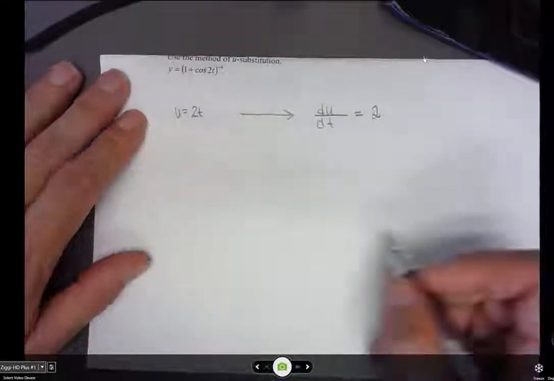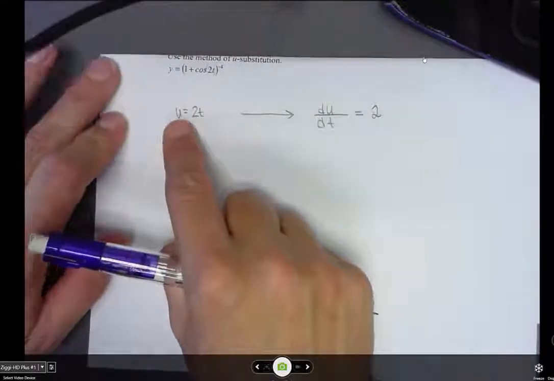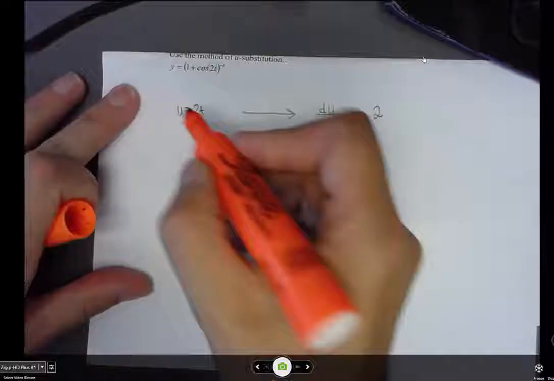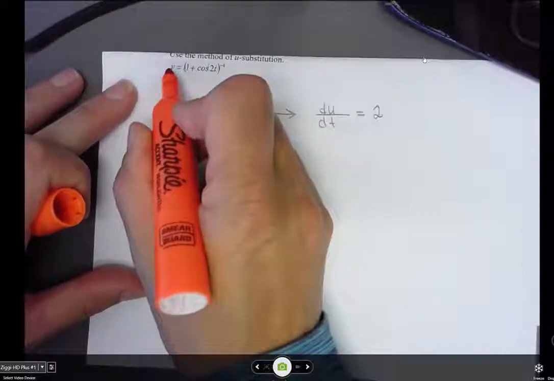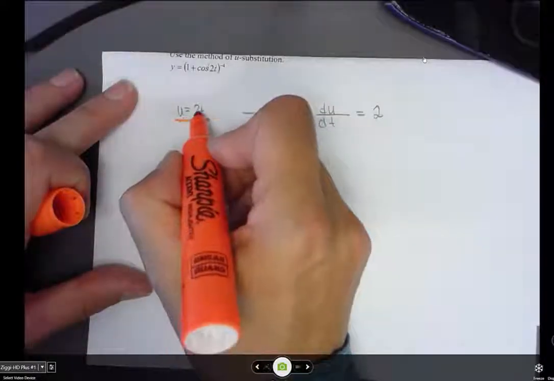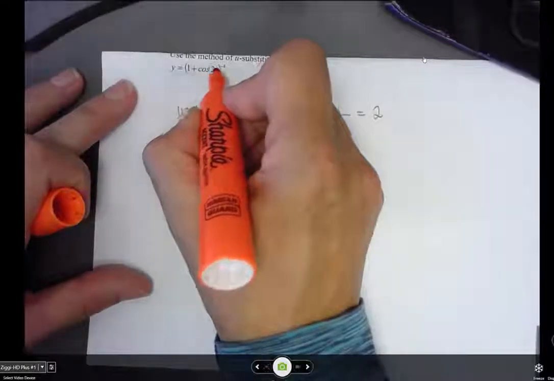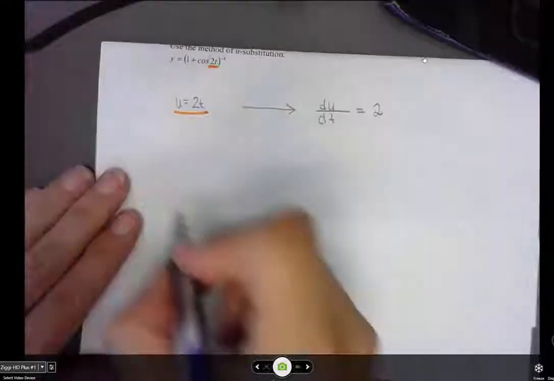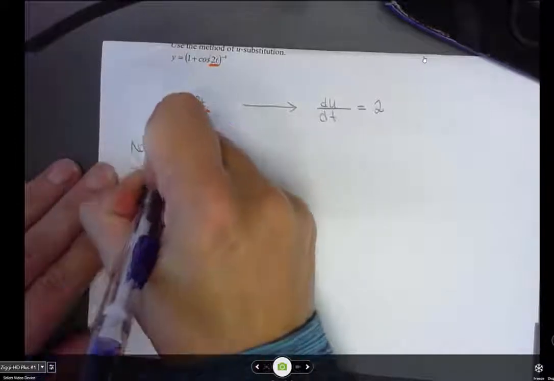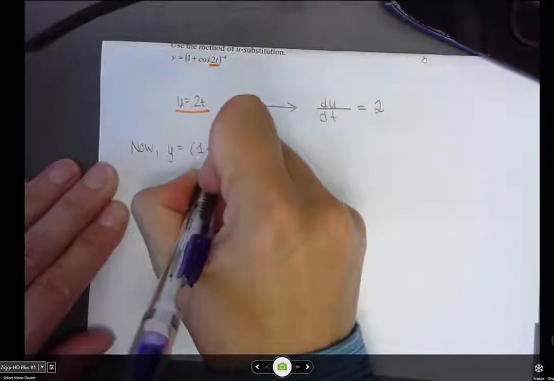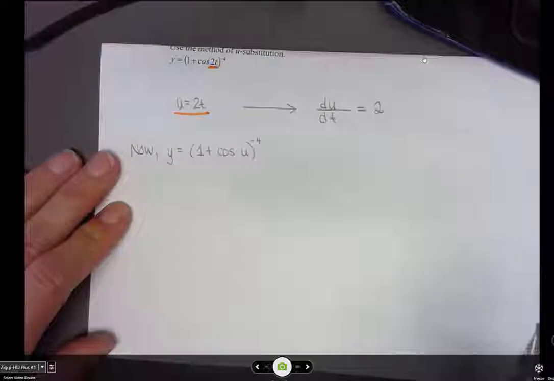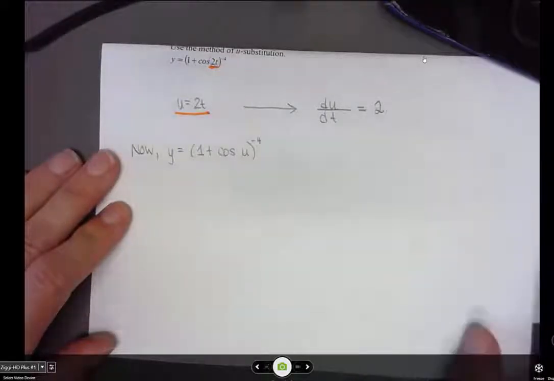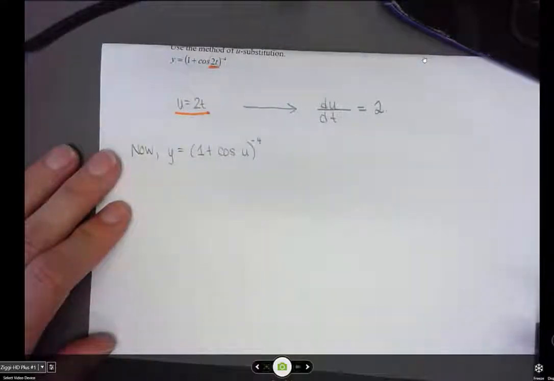And then, remember, once you have identified the function and you take its derivative, then you rewrite, so u equals 2t, you rewrite the original function using your substitution. So wherever I have a 2t, I'm plugging in u. So now, y equals 1 plus cosine u to the negative 4. And then you ask yourself, do I still have an outside function and an inside function? And yes, we do. And so I usually use v as my next letter.